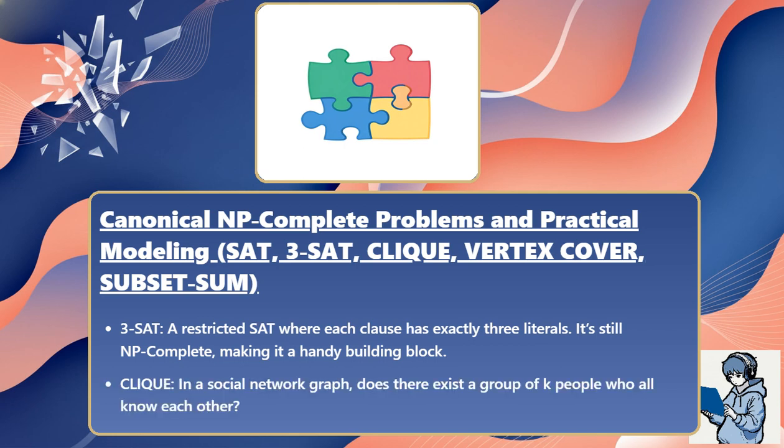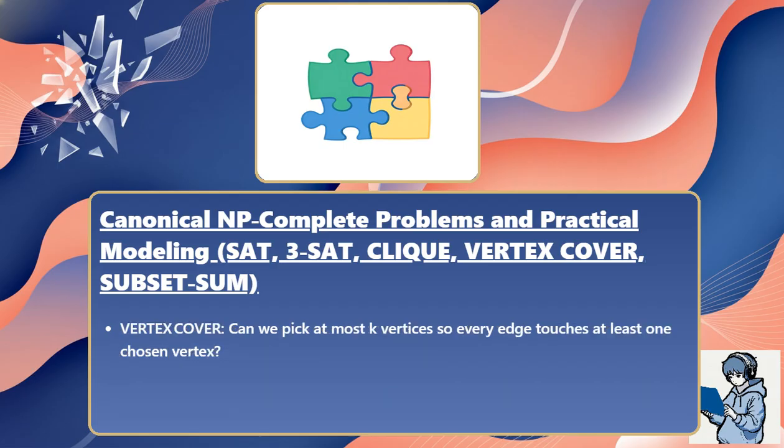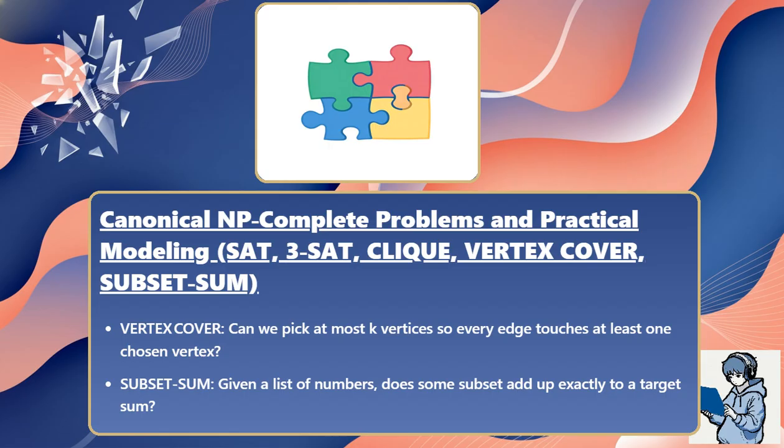CLIQUE: in a social network graph, does there exist a group of k people who all know each other? Vertex cover: can we pick at most k vertices, so every edge touches at least one chosen vertex? Subset sum: given a list of numbers, does some subset add up exactly to a target sum?